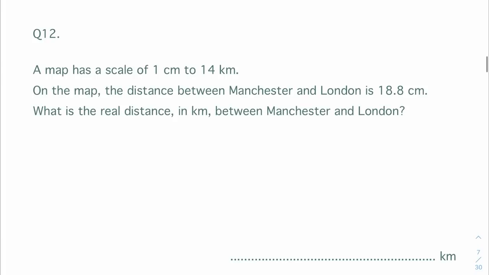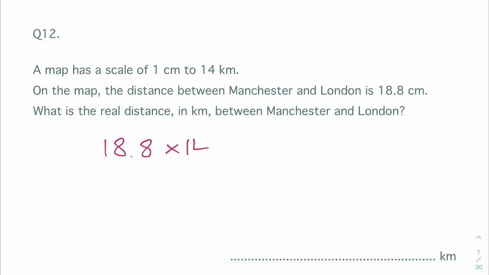A map has a scale of 1 centimetre to 14 kilometres. On the map, the distance between Manchester and London is 18.8 centimetres. What's the real distance? Well, every one of those centimetres is 14 kilometres. So we've got 18.8 of them. So we just have to do 18.8. For every one, we get 14 kilometres.